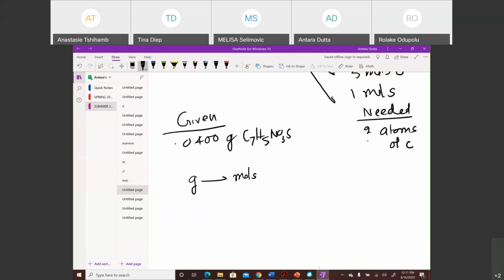Then moles of C7H5NO3S to moles of C, just by looking at the subscript, okay? Just from the knowledge given in the problem. No calculation. And then if you know the moles, then your door is open. So moles to atoms, you can apply Avogadro's number.